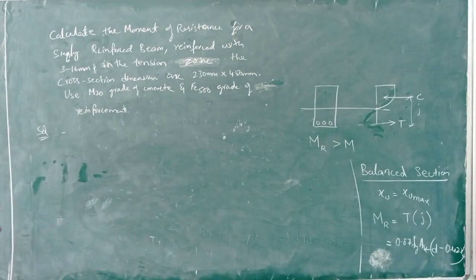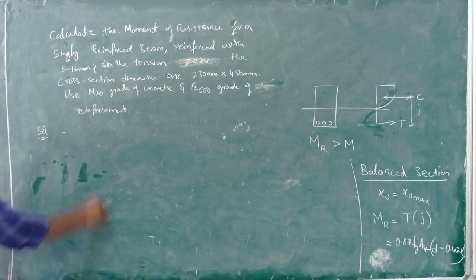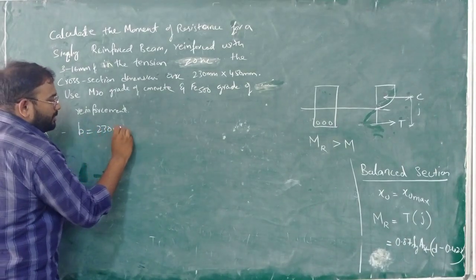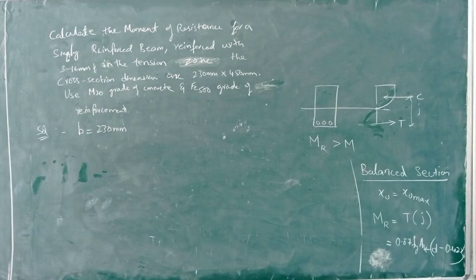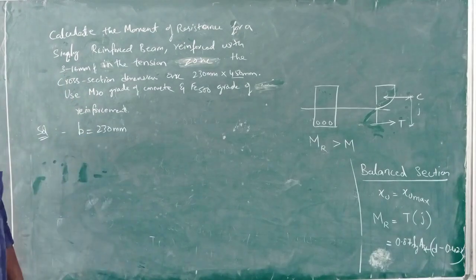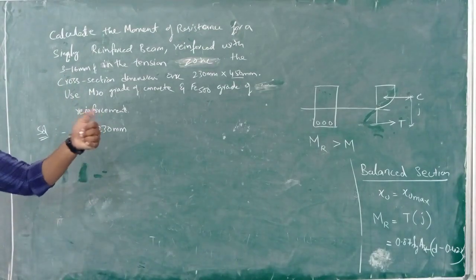So you are given a singly reinforced beam first. What is asked in the problem? You need to calculate the moment of resistance. The reinforcement bars provided are 3 bars of 16 mm diameter in the tension zone. Write it in the tension zone.